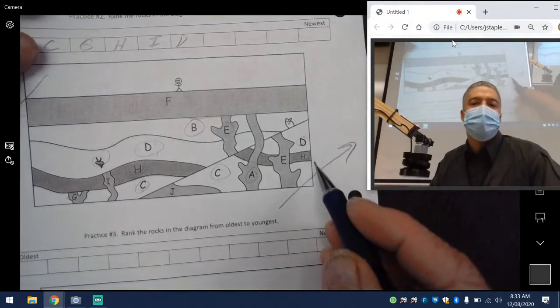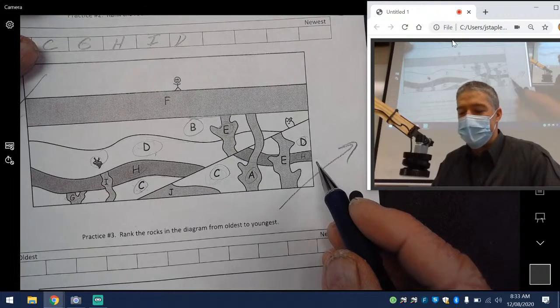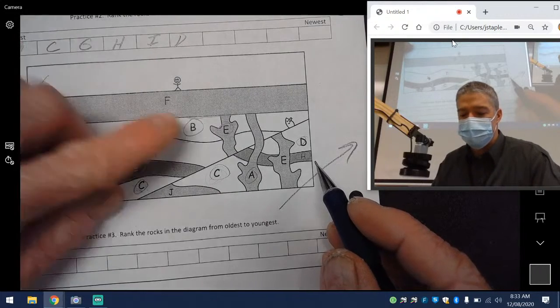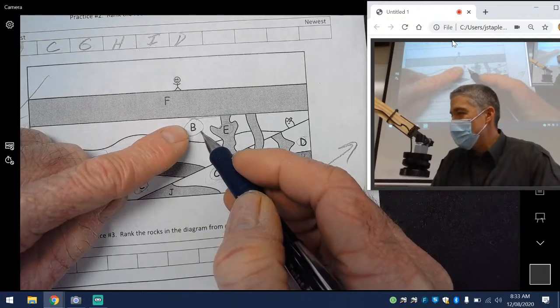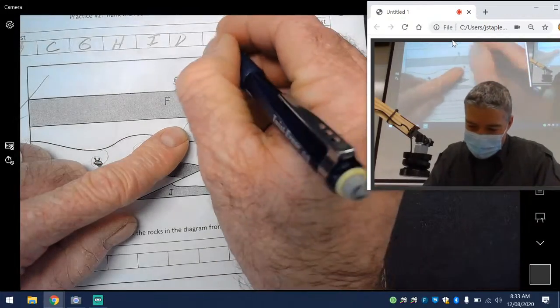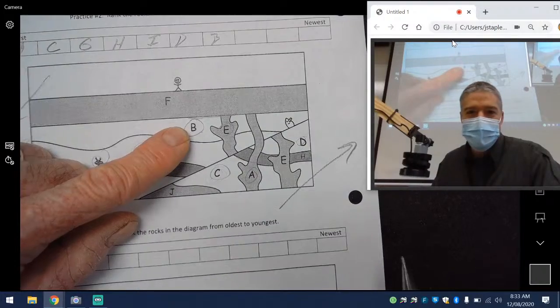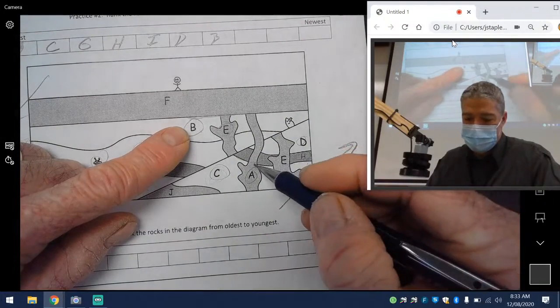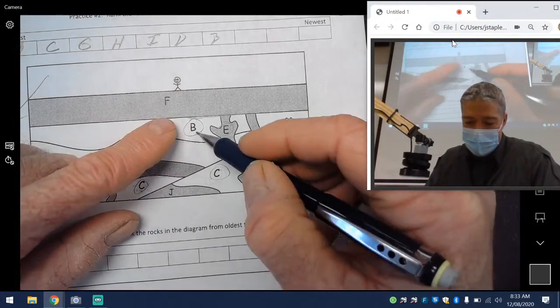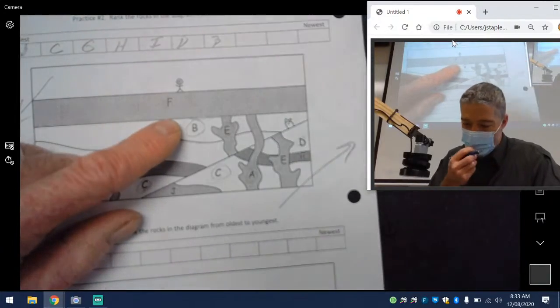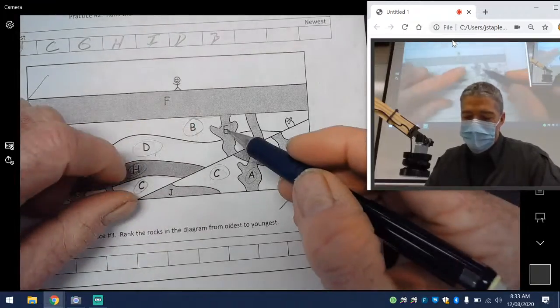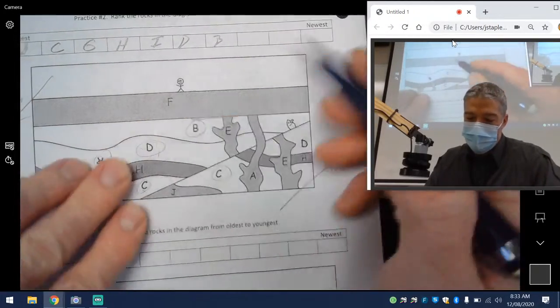So which one's oldest? B, E, or A? B. Yes. And why, Anna? Because all the other ones are cutting through it. Right. So B had to be there first for E to come burn its way through and A to burn its way through. All right. Now F is the youngest one.